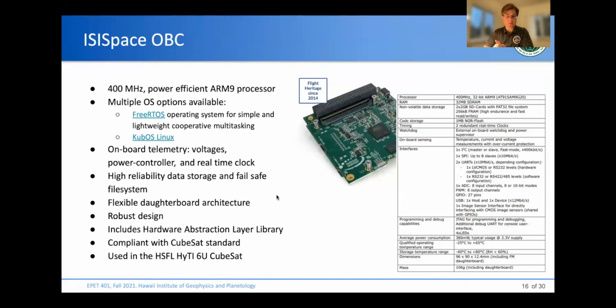Okay, so here's another example. So this is the ISISpace OBC. This is also a TRL-9 flight computer, and it runs at a lower speed than ours. It's at around 400 megahertz, and they use different operating systems. Typically, they use FreeRTOS, which is a real-time operating system, but it's capable of multitasking. And then they also use Kubos Linux. The onboard telemetry provides voltages, power control, and real-time clock. So again, the typical functions that you expect from a flight computer.